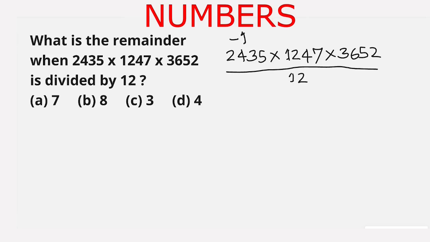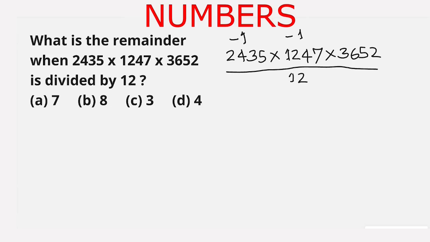Now we go to the next number 1247. We divide it by 12. 12 times 1 is 12 and 12 minus 12 is 0. We carry 4. It's not divisible by 12. So we put 0 and carry 7. So it is 47. And we know that 12 times 4 is 48. So 47 minus 48 is minus 1. So the remainder here is minus 1.